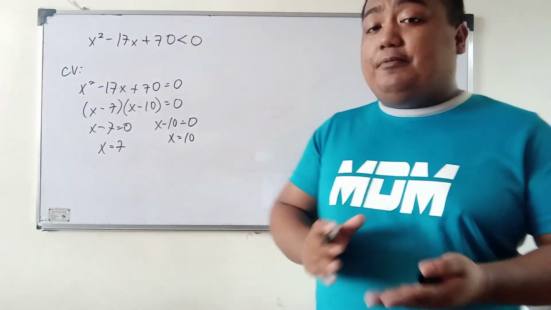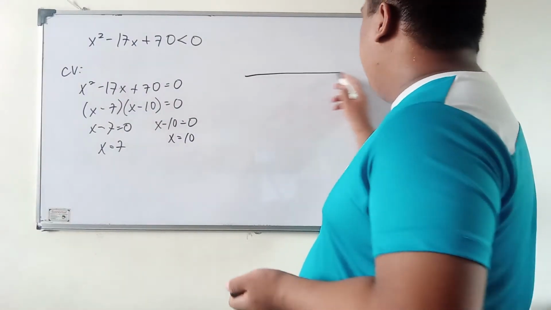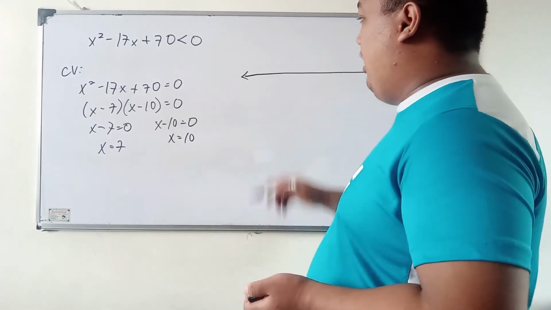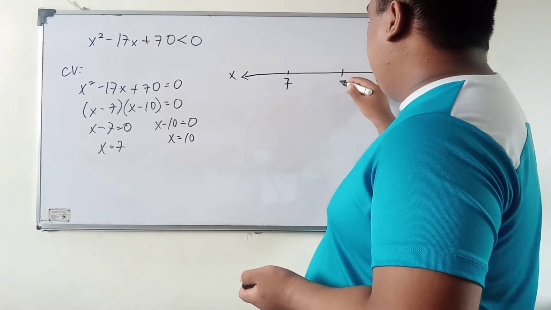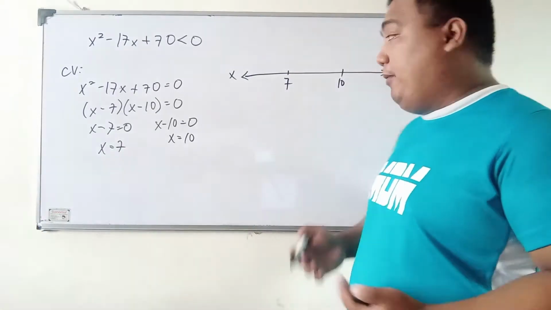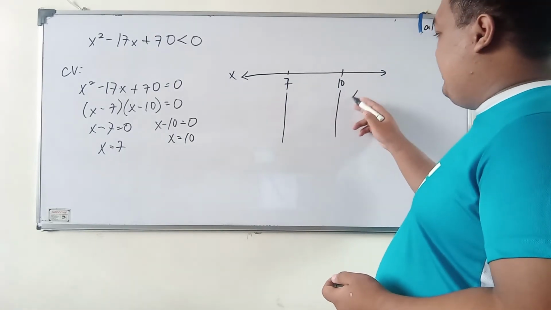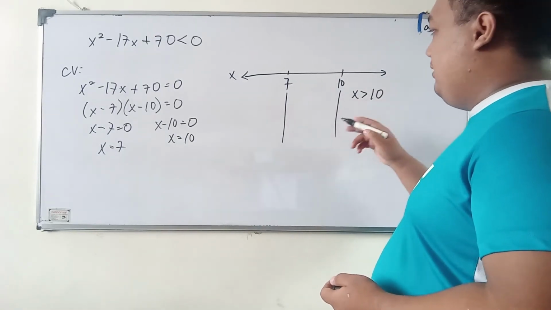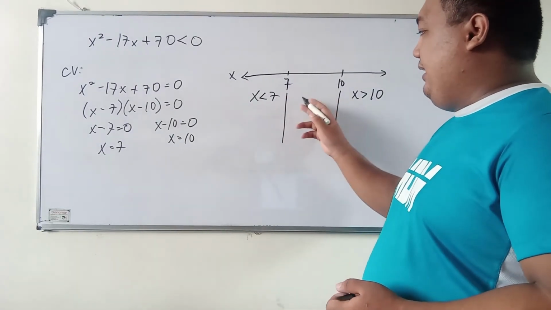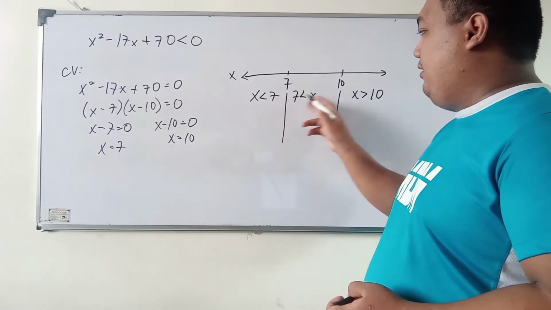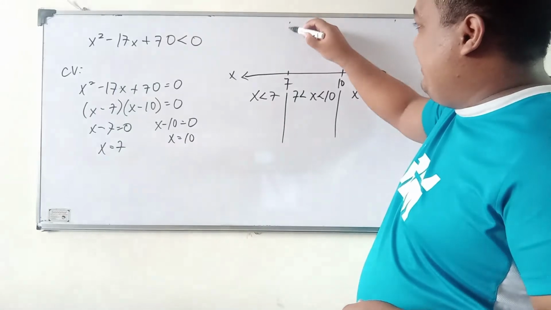Okay? Next step, create a number line, then test the signs. So, our x number line, this is 7, this is 10. So, sulat muna natin yung mga probable solutions natin. Okay? So, this side, this is x is greater than 10. This side is x is less than 7. And this side is x is greater than 7 but less than 10. So, testing the signs tayo.